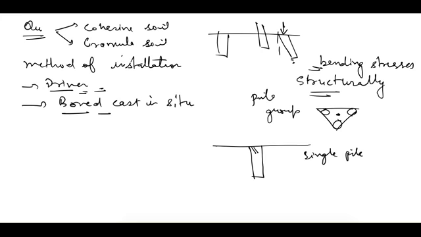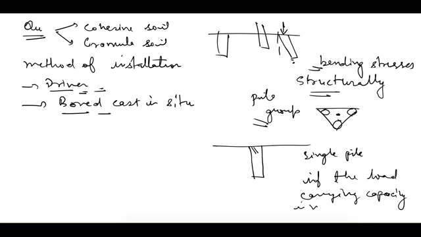But sometimes we will have to use more piles, that means a pile group also in this case, because if the load carrying capacity of a single pile is not sufficient, then we may have to go for a pile group in case of bored and cast in situ pile also. But in driven pile we always have to go for a pile group. So that is the difference between these methods of installation.